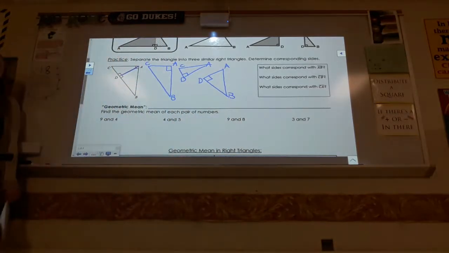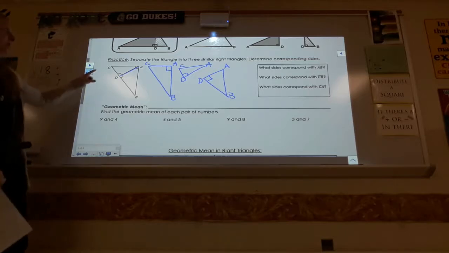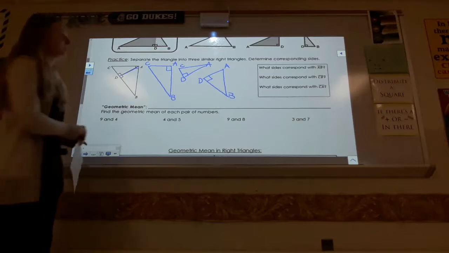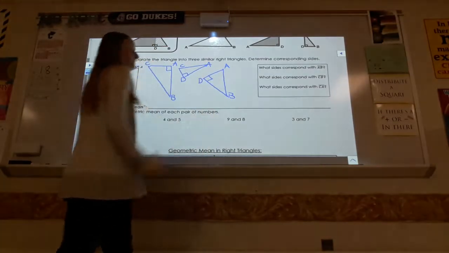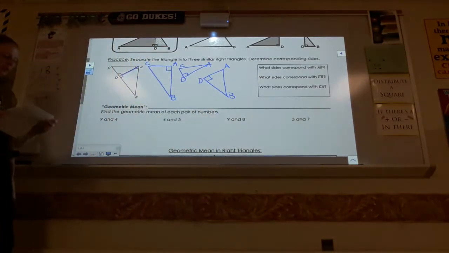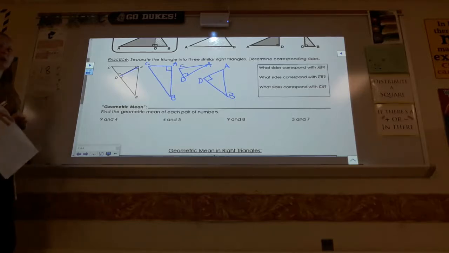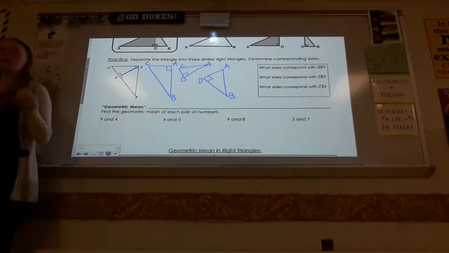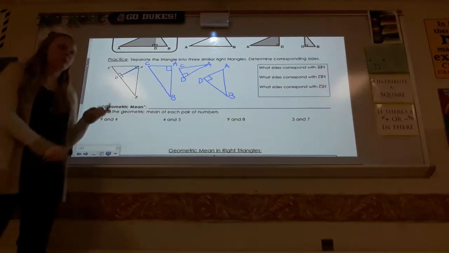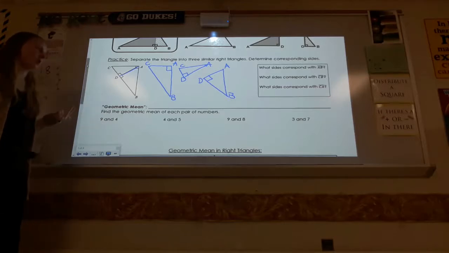So get used to being able to see all 3 triangles and being able to redraw them. It's easiest to redraw them if you try to keep them in the same orientation as they were in the original picture. It makes it a little bit easier to draw. Okay, so now we're going to figure out what the sides that correspond are, just by looking at the picture. I'm going to label the sides with an S for small, M for middle or medium, and L for large or long.